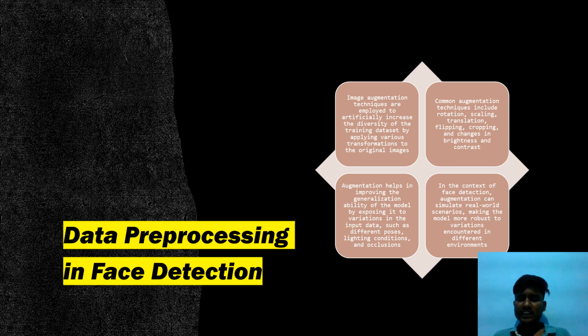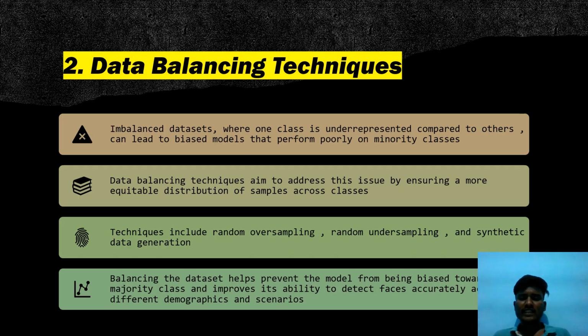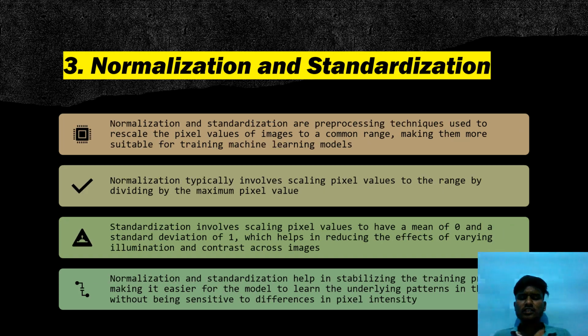Data processing in face detection. Data balancing techniques. An imbalanced dataset, where one class is underrepresented compared to others, can lead to a biased model that performs poorly on minority classes.